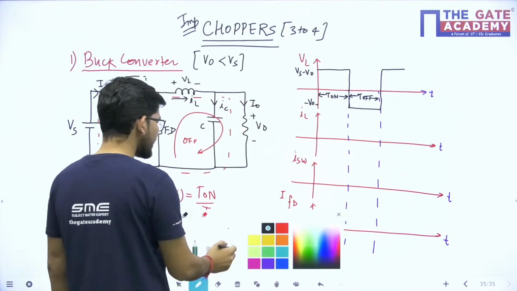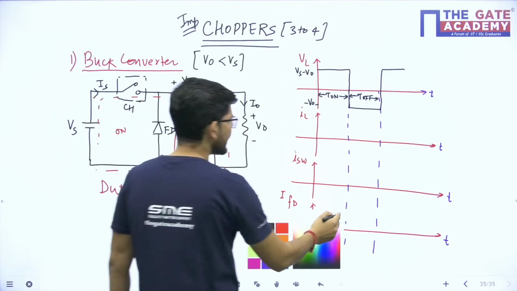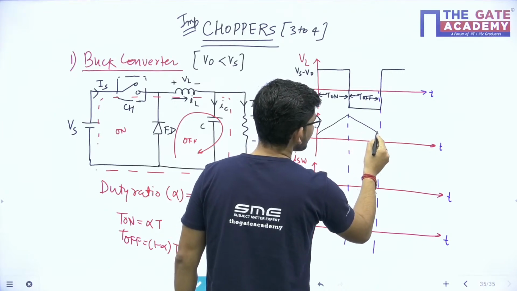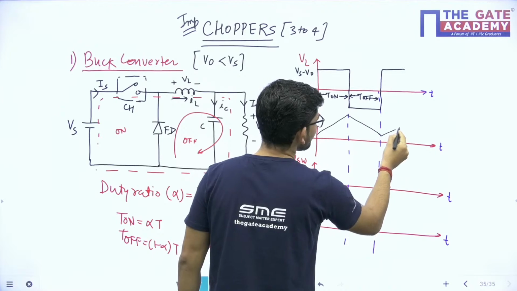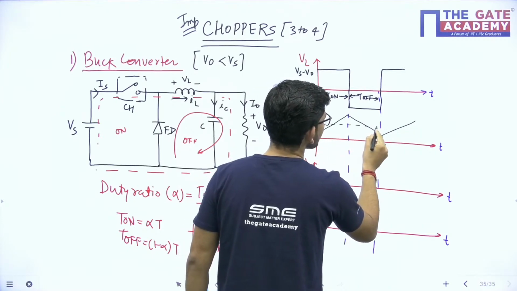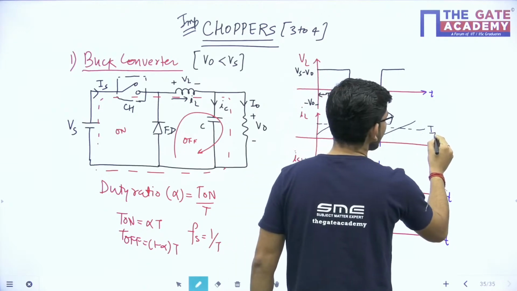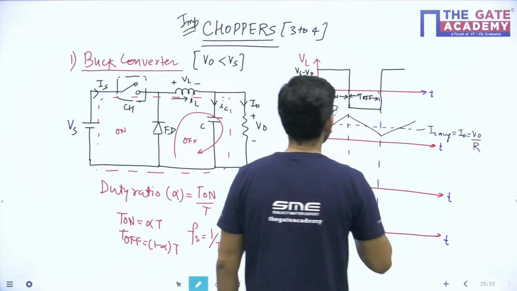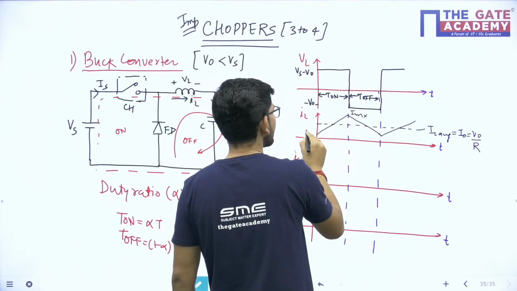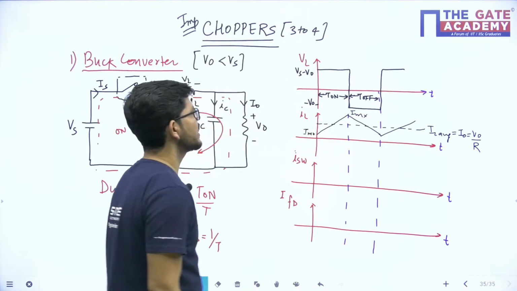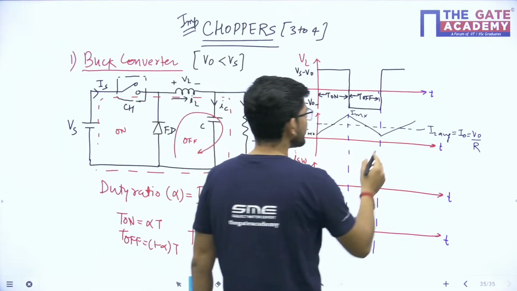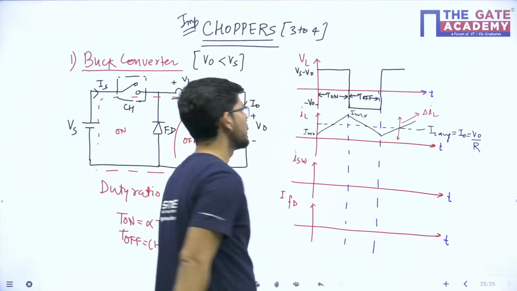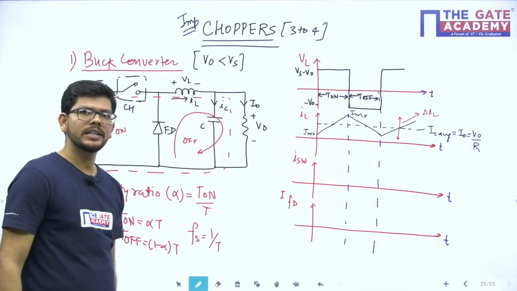What about the inductor current? The inductor current will increase from minimum value to maximum value during on time, and then it will decrease from maximum to minimum value during off time. The average of inductor current, IL average, in this particular case is equal to I naught, which is equal to V naught by R. So this is the maximum value of inductor current, and this is the minimum value of inductor current. One more thing, this is the ripple current, which is known as del IL. So this is the pattern of how inductor current varies.